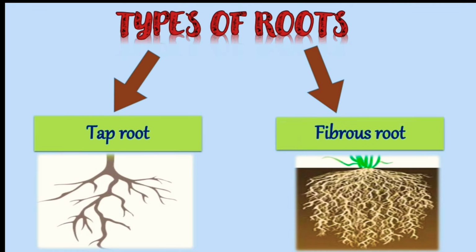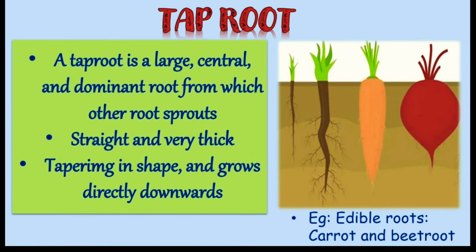So let's see taproot and fibrous roots in detail. A taproot is a large, central and dominant root. You can see in the picture that other roots sprout from this main dominant root. They are straight and very thick. It is tapering in shape and it always grows directly downwards into the ground. Examples of taproots are edible roots. What do you eat? Carrot and beetroot. These are all roots.